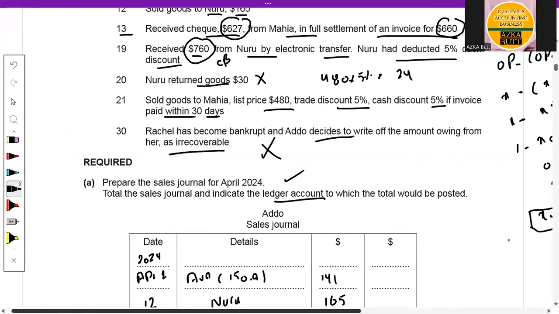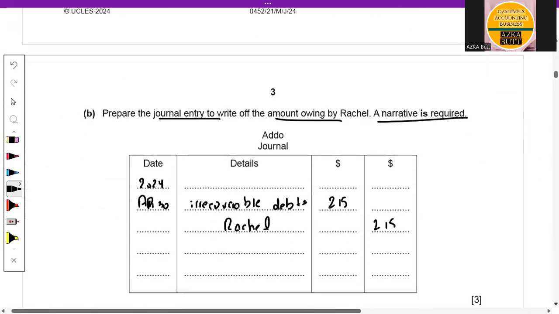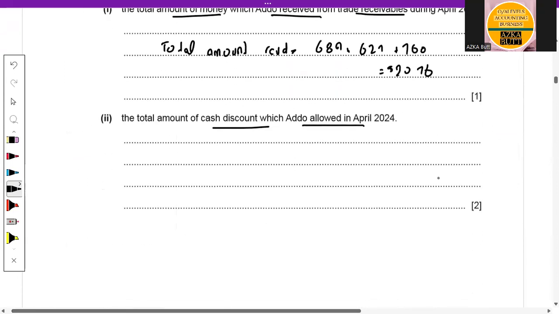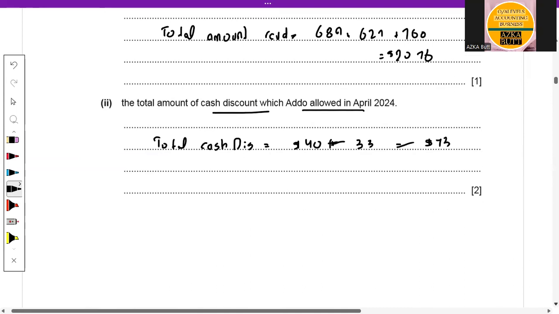So now this is very easy for us. We need to find out the total. So total cash discount is equal to $40 plus 33 is equal to $73.